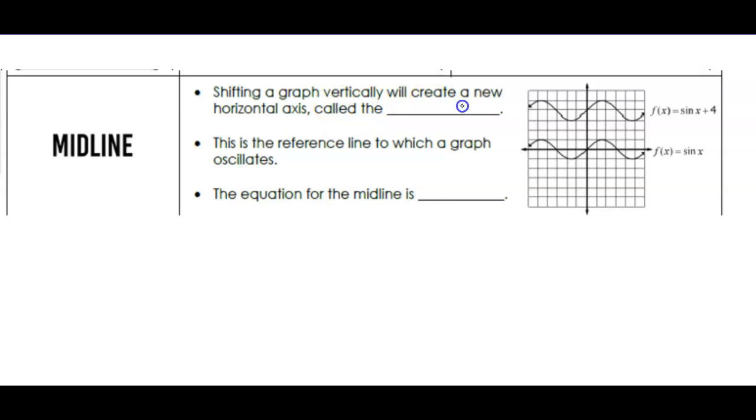Shifting a graph vertically creates a new horizontal axis called the midline. And so this plus 4 back here shifted this whole thing up. Here's 1, 2, 3, 4. So here's the new midline at y equals 4.